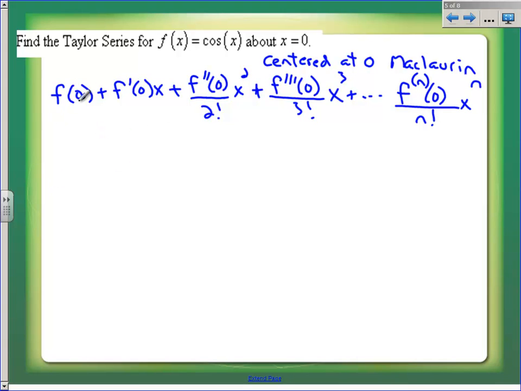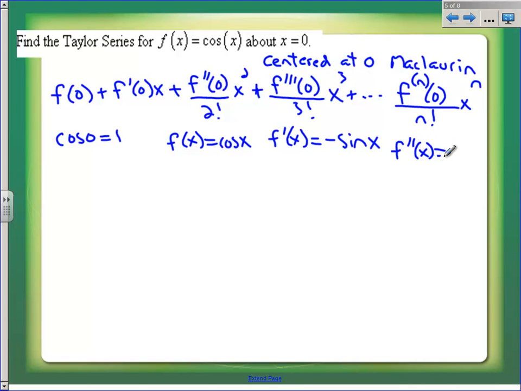So let's just build this. Since cosine is my function, I need to find f of 0, or the cosine of 0, and that of course is 1. Now the rest of this asks me to evaluate its derivatives at 0. So since f of x is cosine x, let's find some derivatives. What is f prime? Well, of course f prime is negative sine. What's f double prime? Well, f double prime is negative cosine. And then what about the third derivative, triple prime? Well, that would be positive sine.